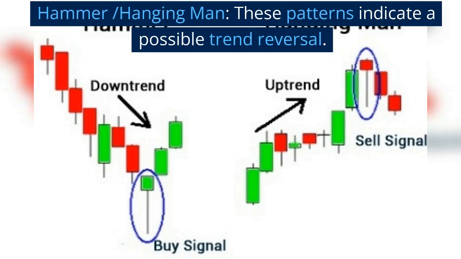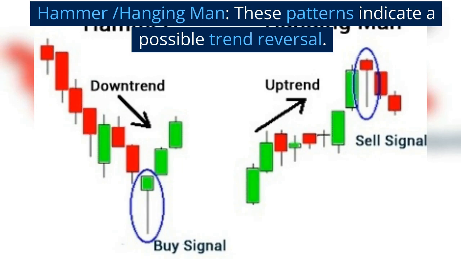Second candlestick pattern is hammer or hanging man pattern. So this pattern indicates possible trend reversal. You can see the image, the downtrend is reversed to the uptrend due to the formation of hammer. It is encircled. You can see in the other image, right side, the uptrend ends with the formation of the hanging man. So then there will be a downtrend.